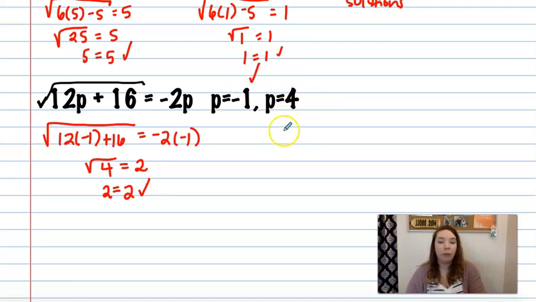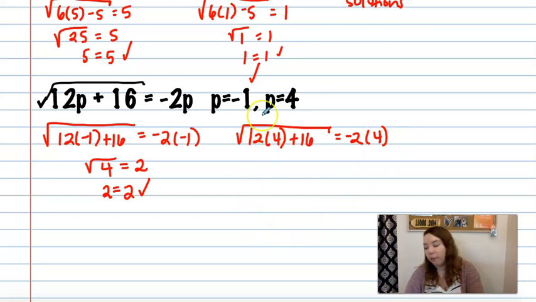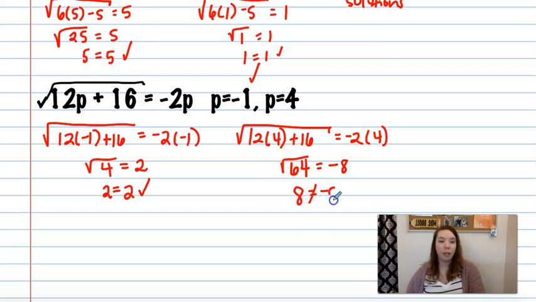So now we have to check 4. So 12 times 4 plus 16, we want to know if that root is equal to negative 2 times 4. So here we'd have 48 plus 16, I believe is 64. So we have root 64. We want to know if that's equal to negative 8. And root 64 is 8. That does not equal negative 8. So we would actually say that this one does not work. So P equals 4 is extraneous.